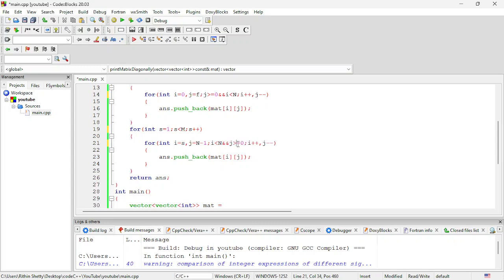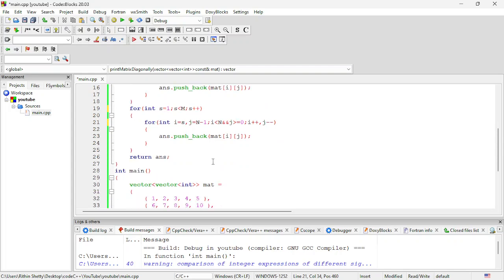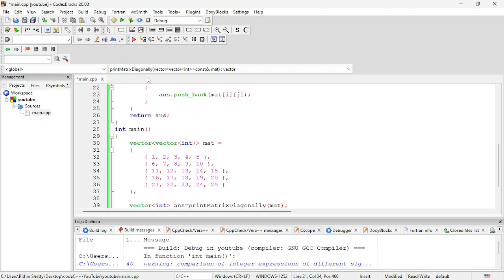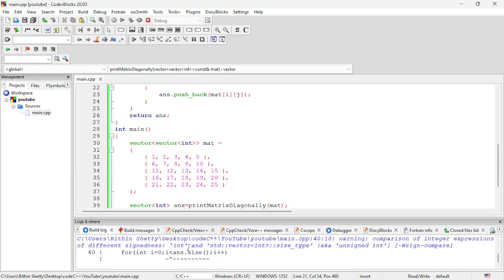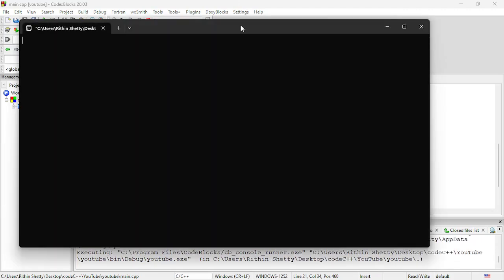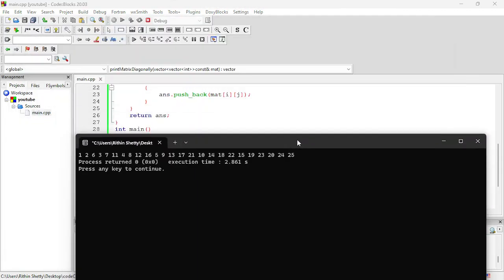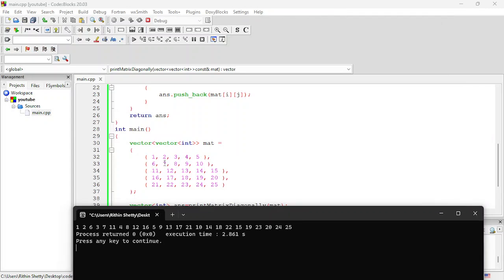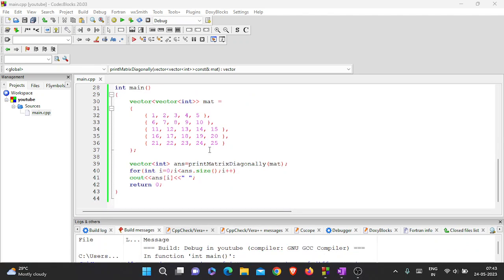So I need to push back the matrix and I need to return. Now if I run, I should get a syntax error or I should get the result. I am getting the result. So okay, now 1, 2, 6, 3, 7, 11, 4, 8, 12, 16. Then 15, 19, 23 is there. Then 20, 24 is there. 25. Okay, everything is ready. It is about printing the diagonals.